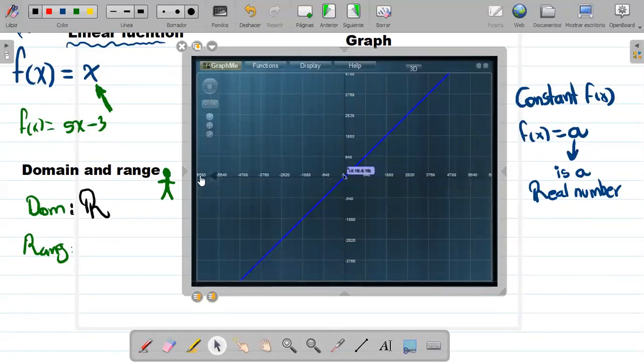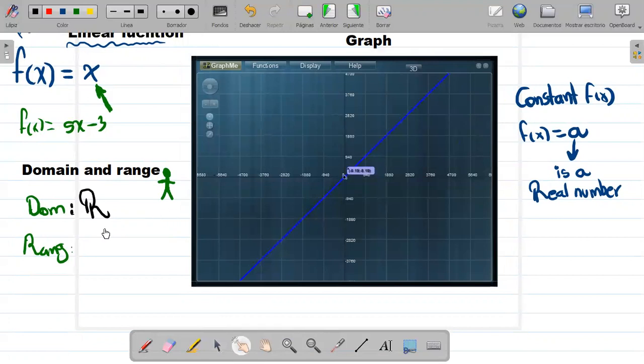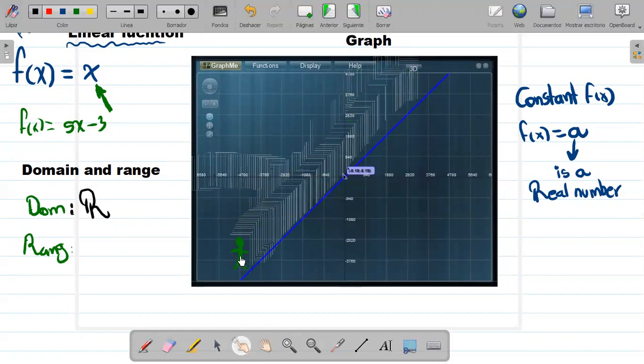Essentially, when I talk about domain, I'm talking about the x values that are included in here. Is it possible to not include some x values? Yes, but in the linear function, it's not the case. In a linear function, all those x values are part of the graph. So that's why the domain is real numbers. Something similar can happen with the range. Again, if you concentrate and look for a gap and a space that lets you pass to the other side, consider this like a wall.